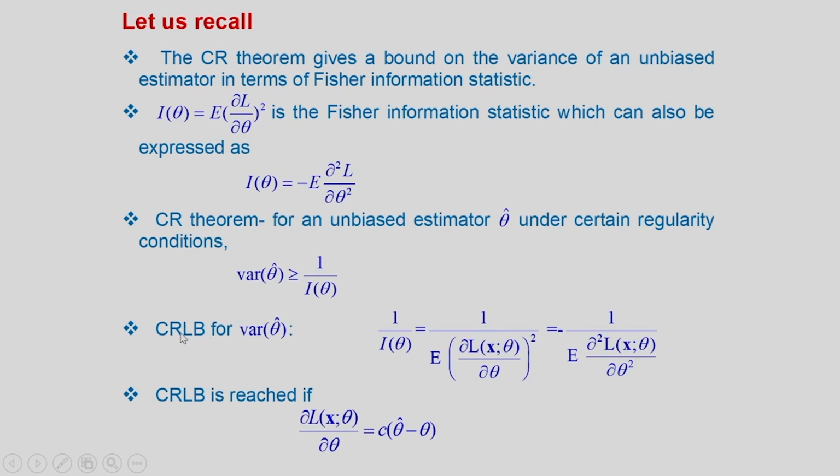Therefore, the Cramer lower bound, CRLB, for the variance of theta hat is equal to 1 by I(theta), that is equal to 1 by the expected value of (del L / del theta) whole square, and this can also be written as 1 by minus the expected value of del 2L / del theta square. And one important point is that CRLB is reached if the first order partial derivative of the log likelihood function, del L / del theta, can be expressed as C(theta) into (theta hat minus theta), where C can be a function of theta.